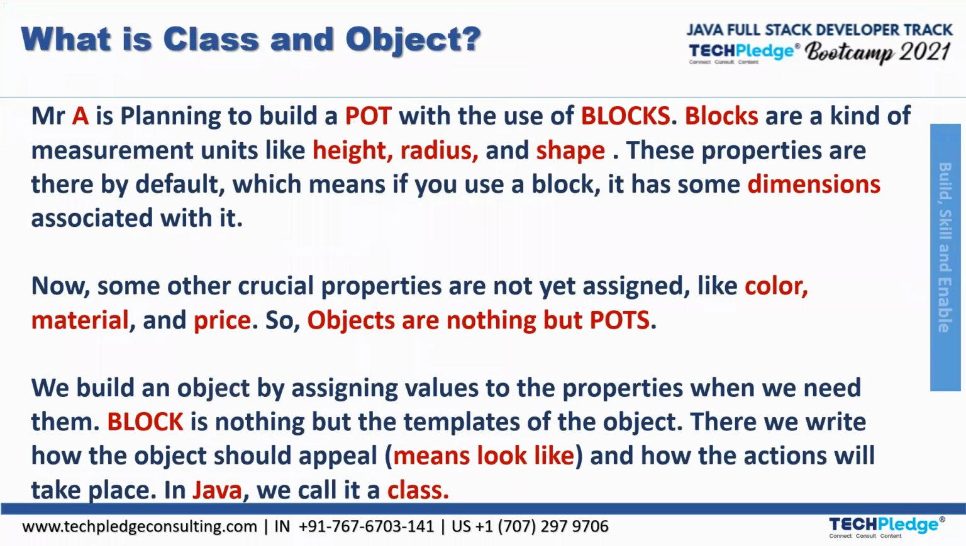Now, what are the main two features in OOPS? Class and object. In this you can see a very simple example is given. Suppose a person is trying to make maybe a small house or something. Okay, we are trying to make a small house. Then we know what are the things that are required.